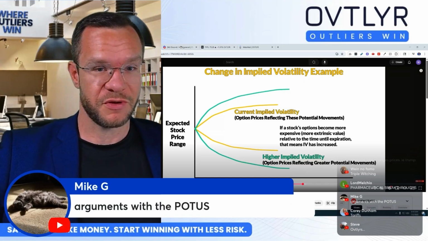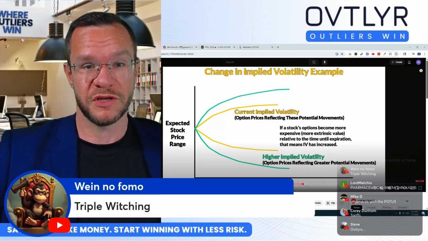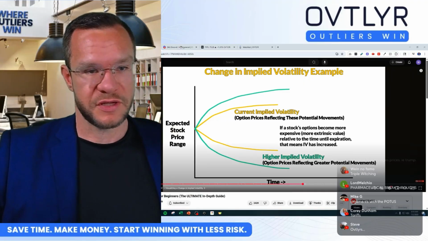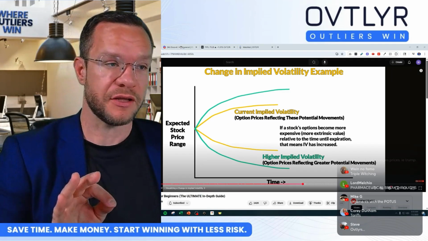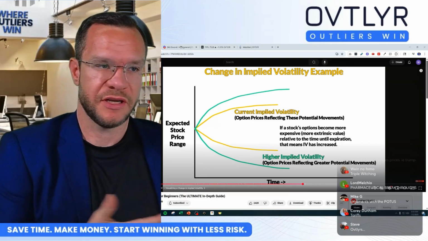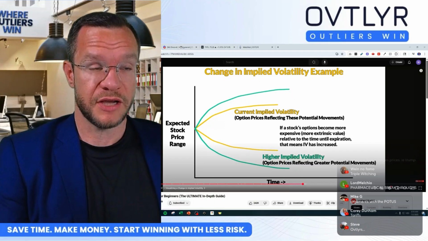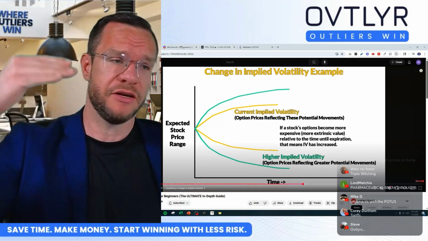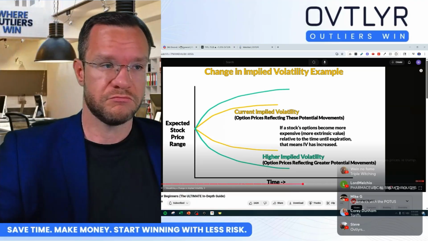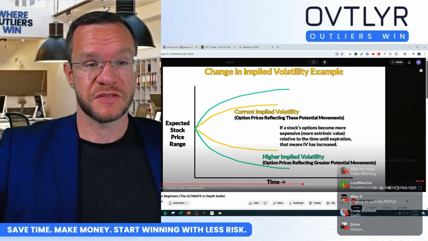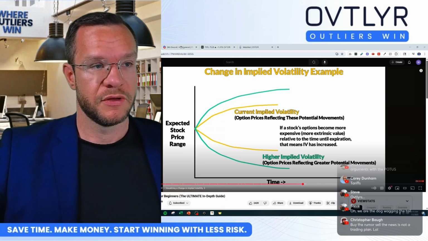Tariffs, arguments with the POTUS, pharmaceutical breakthroughs, triple witching. There's lots of things that could cause that. And our job is not to worry about those things. Our job is to have a plan and execute the plan. So that's why I say implied volatility doesn't do much to me in my style of trading, because if implied volatility explodes, all I've got to do is just move up the options chain. That's it. It's really not that difficult. But if you are an options seller, this will make or break you.